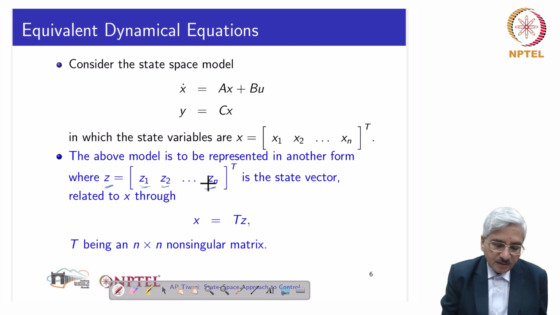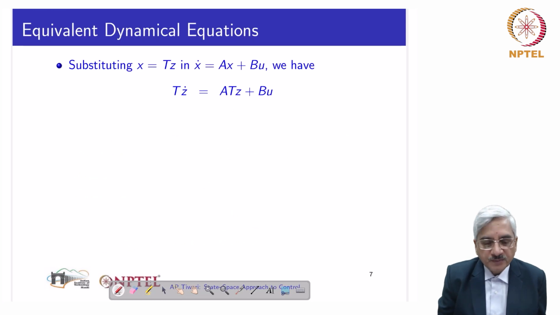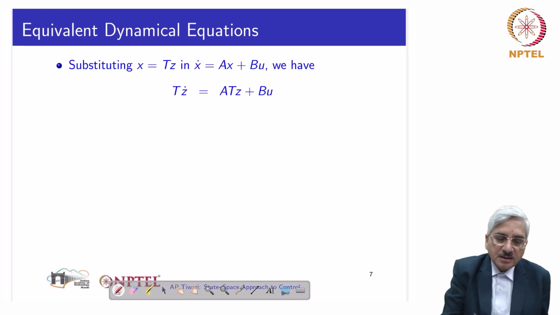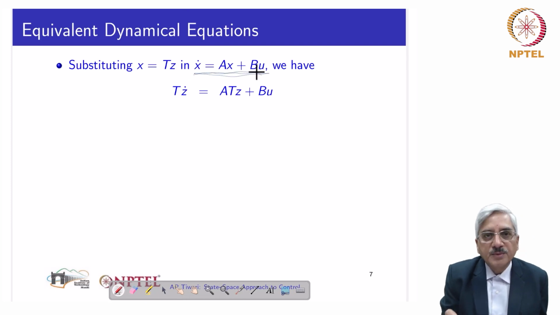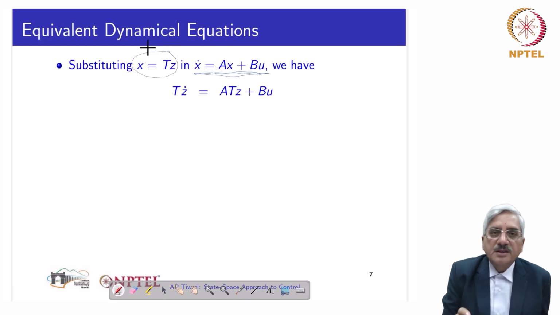And we postulate that these new state variables z are related to x through a similarity transformation T, a transformation matrix which is non-singular. Through that it is related: x equal to Tz. That is the relation. To obtain the equivalent model, in the given state equation x dot equal to Ax plus Bu, we substitute x equal to Tz everywhere in place of x. So x dot becomes T z dot, because T is a constant matrix, and Ax becomes ATz, and of course Bu remains as it is.